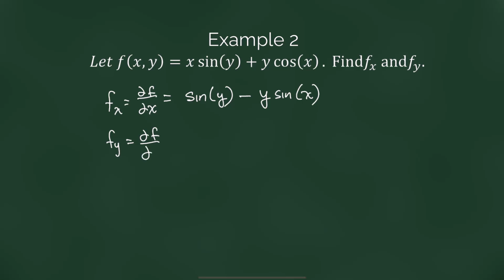F sub y, or the partial with respect to y. In the first term, the x is a constant, so now we're going to differentiate sine of y, which is cosine of y, and we're going to multiply that by our constant x, so we get x cosine y. And then in our second term, cosine of x is itself a constant, so we just get the cosine of x.